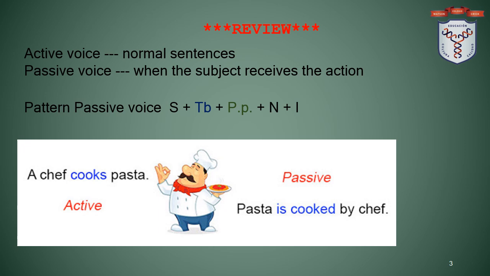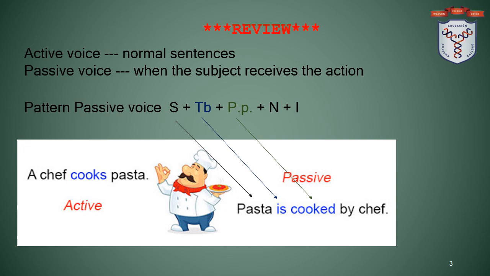We have the active voice. A chef cooks pasta. Active voice is the normal sentence. Let's change this active voice into passive voice. Remember, for passive voice, you need the subject, pasta. The verb to be, is. The verb in past participle, cooked. The noun and information, by the chef.